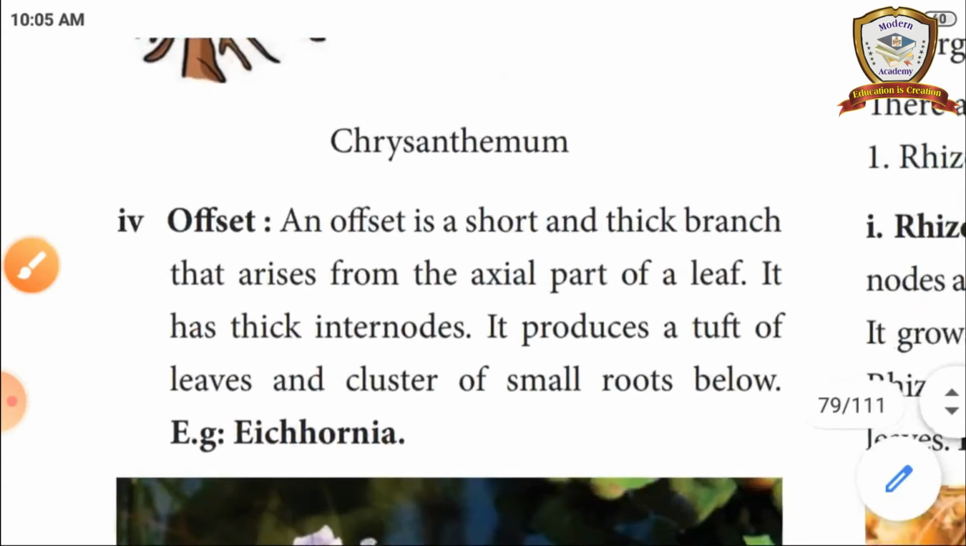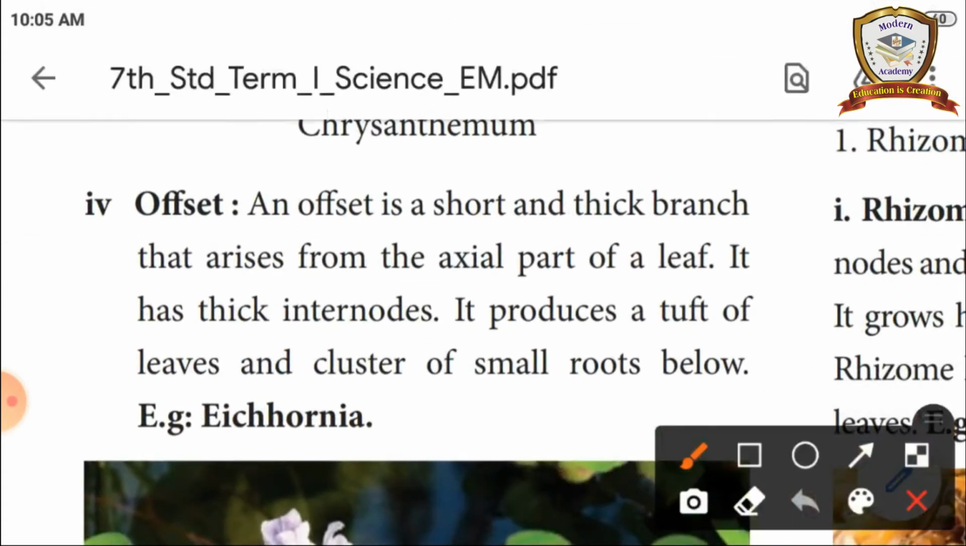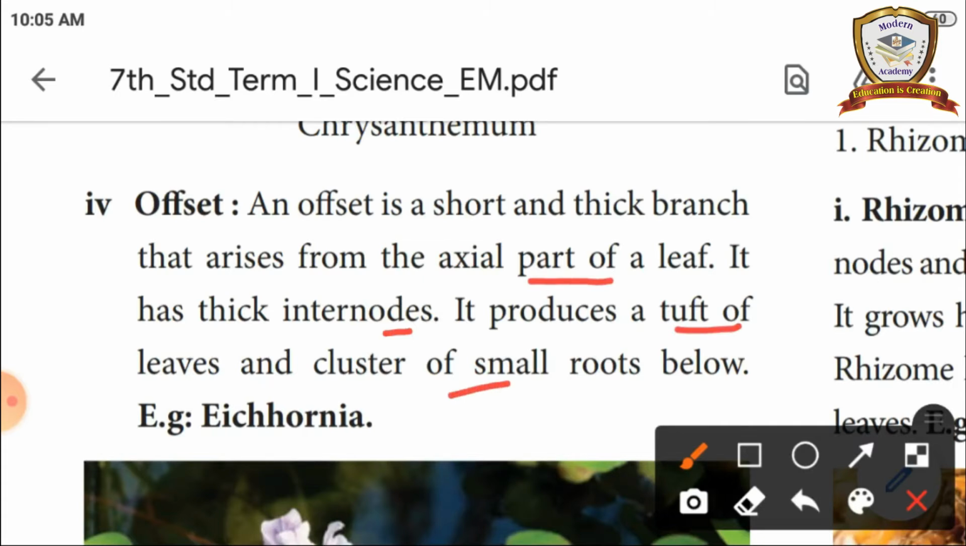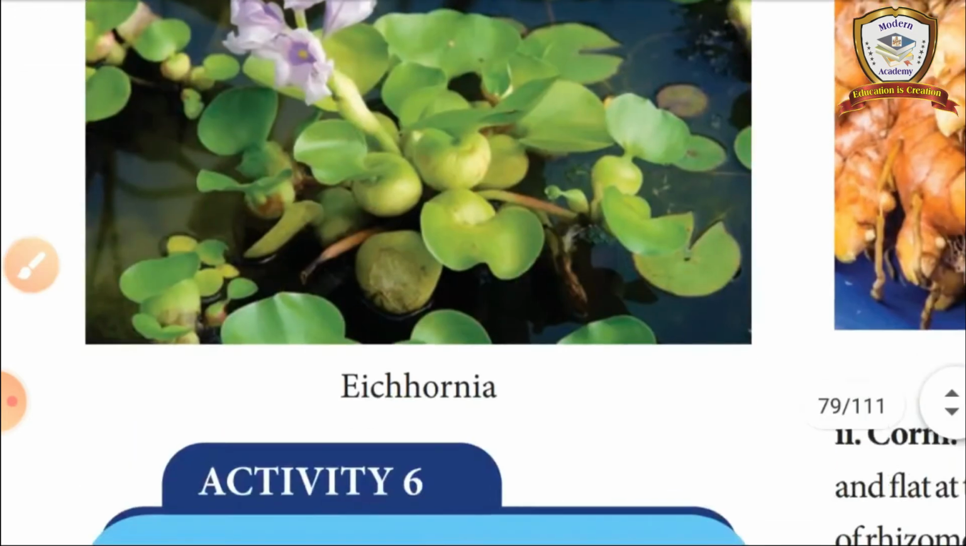Next one, offset. An offset is a short and thick branch that arises from the axial part of a leaf. Axial part means end part. It has thick internodes. It produces a tuft of leaves and a cluster of small roots below. Example, Eichhornia. In the offset type of subaerial modification, it is a short and thick branch. It starts from the end of the leaves, then it produces many leaves. Example, Eichhornia, like this.